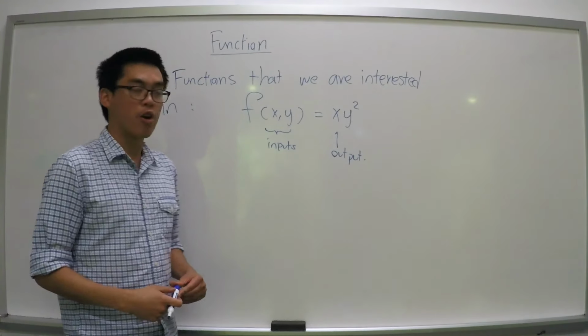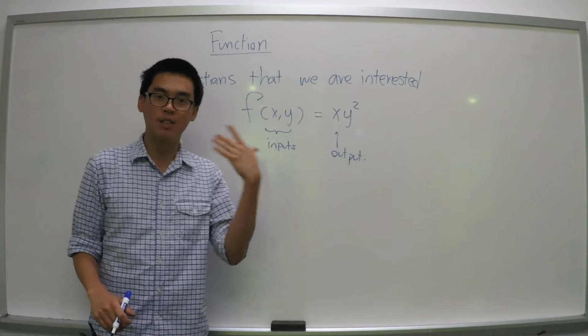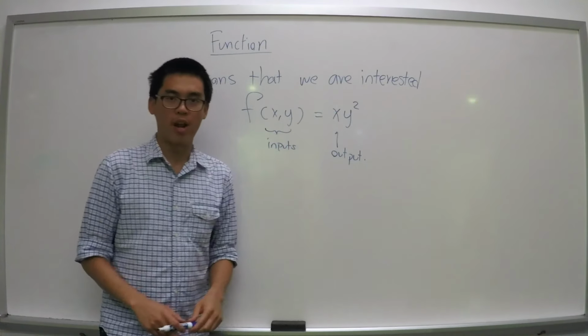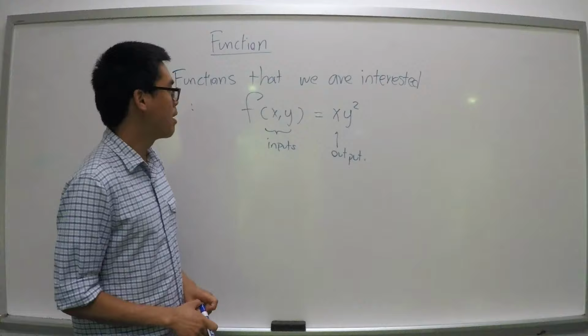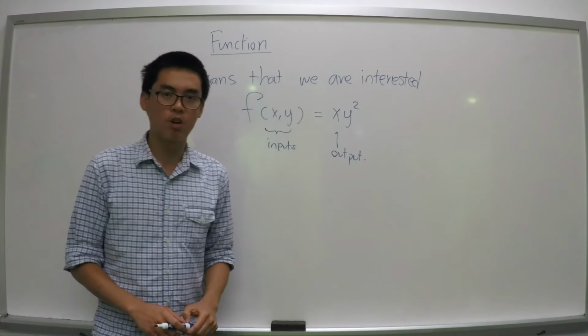These will be our inputs, right? Instead of just plugging in one number, you can plug in two numbers in our function, and the output is xy squared. I'd like to discuss this a little bit because this will be our main object to talk about for the rest of the course.